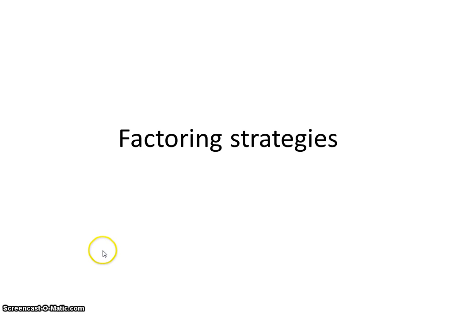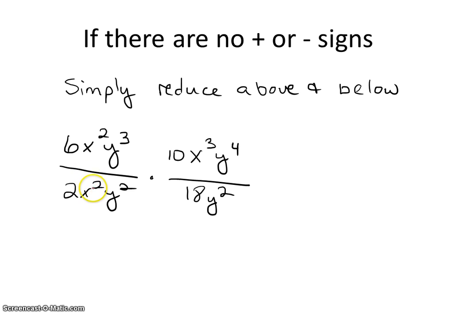All right, we're going to work through some various factoring strategies to see if we can help you break some of these problems down. Here we go. First of all, if there are no plus or minus signs, you're simply going to reduce above and below. So here, no plus or minus, so now you can divide top to bottom. Please note, this is as simple as it gets. You cannot divide these by each other. The best you can simplify this to is this. That's it. Okay? Please do not reduce these any further once you get them there.